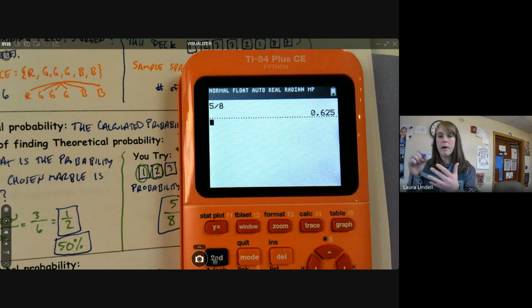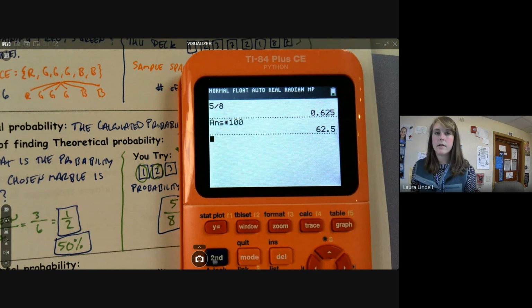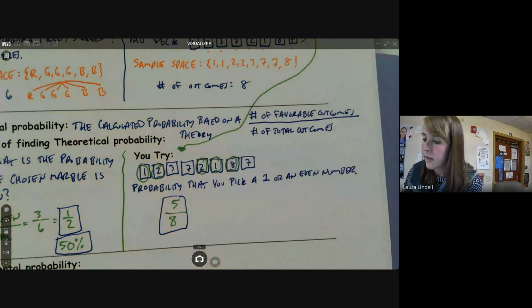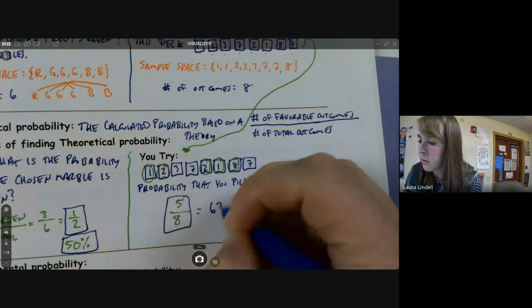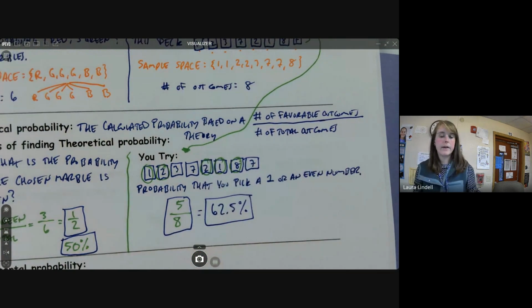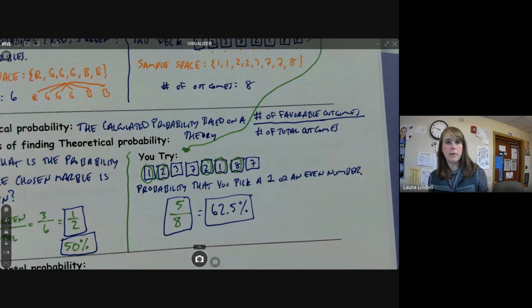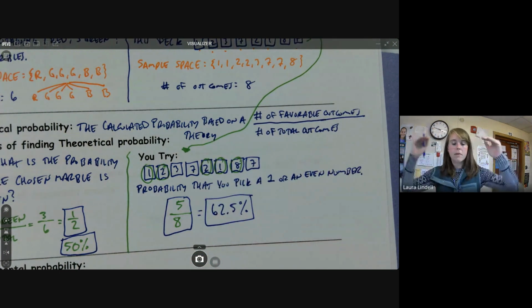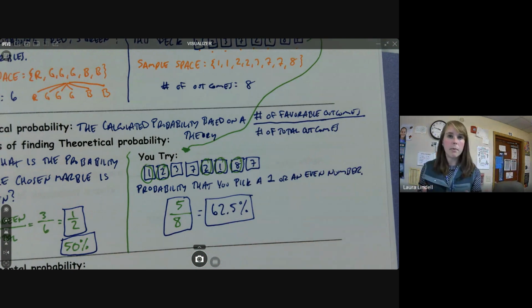You can either think about just moving the decimal 2 places to the right, or you can go times 100, which gives us 62.5, which is the percentage that we're looking for here. That's the same as 62.5%. All right, so that's theoretical probability. Number of favorable outcomes over number of total outcomes. That's probably the kind of probability that you're a little bit more familiar with.